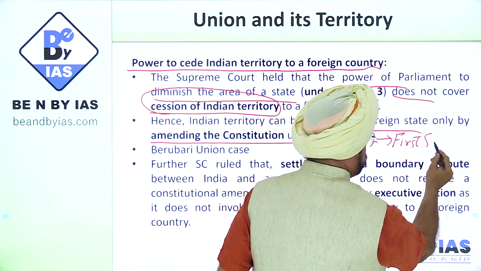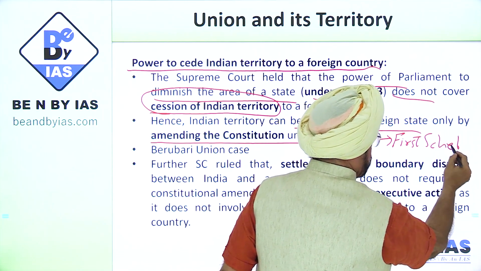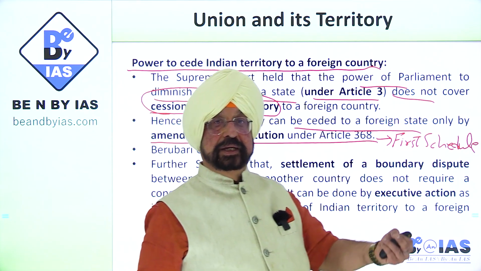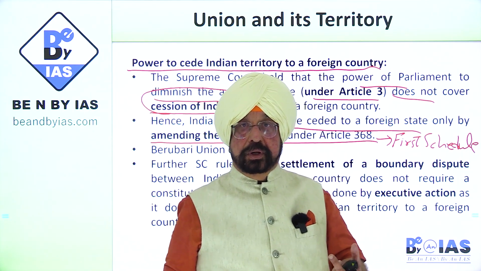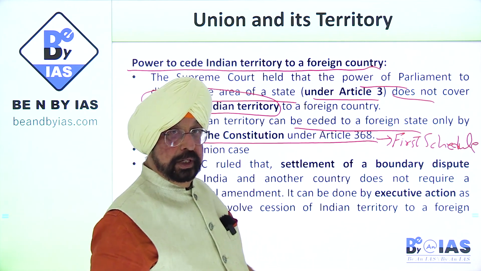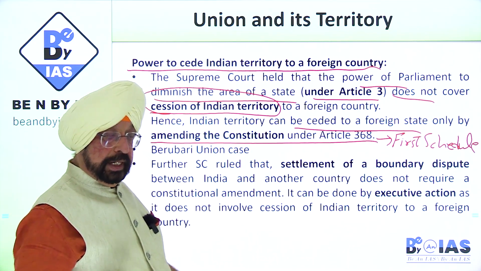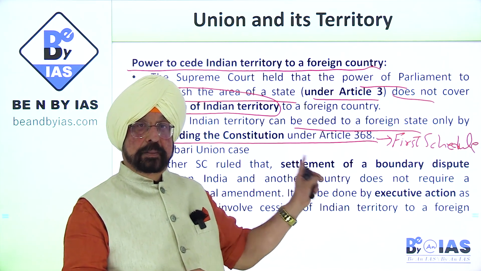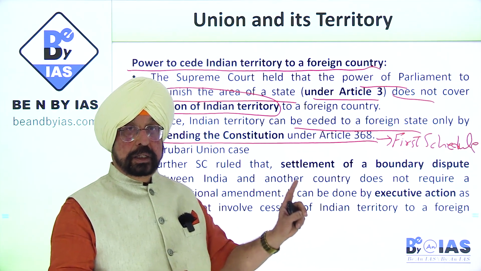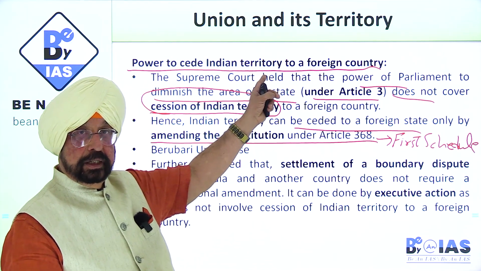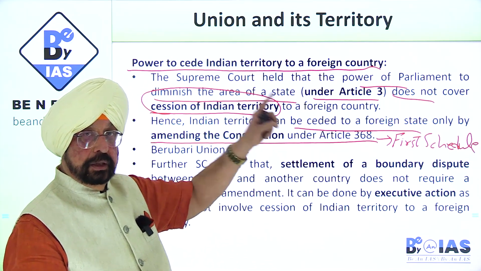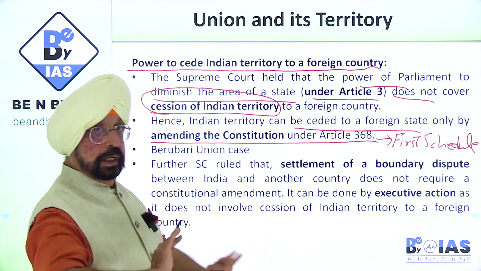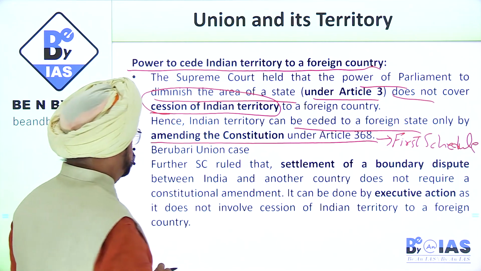Why the First Schedule? Because the First Schedule has got the names and the extent of territories of each of the states and the union territories. So, if there has to be any change in the territory, that will require an amendment. Otherwise, for admission of new states or reorganization of states, Article 2 or 3 requires only passing of an ordinary law.